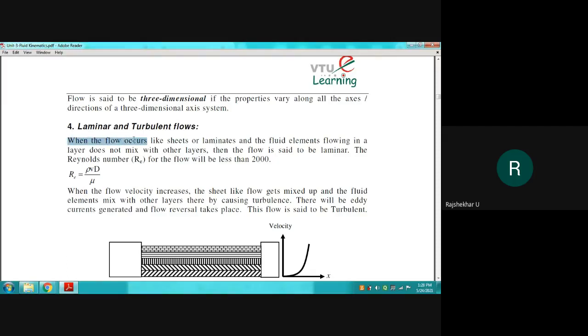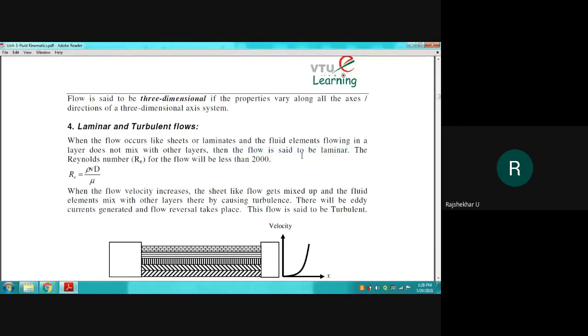When the flow occurs like sheets or laminates, and fluid elements flowing in a layer do not mix with the other layer, correct? So let's say fluid particles are moving in one line, they will not mix with the fluid which is flowing in the other line. That is why it is mentioned sheets or laminates. Then the flow is said to be laminar. The Reynolds number Re for the flow will be less than 2000.